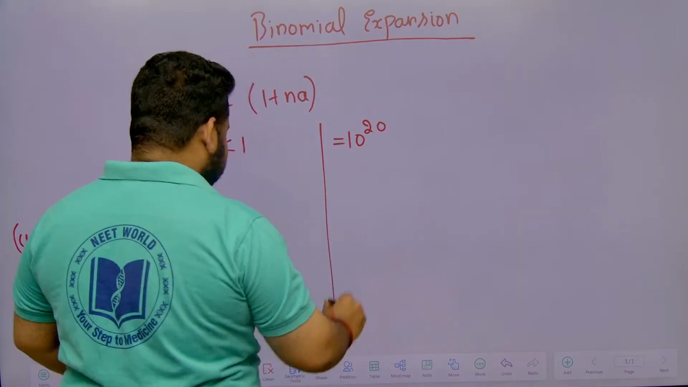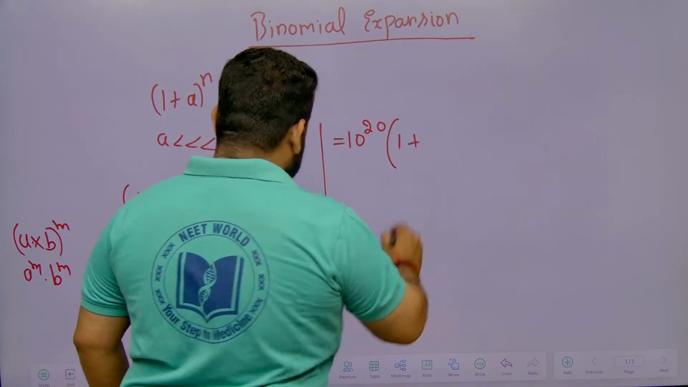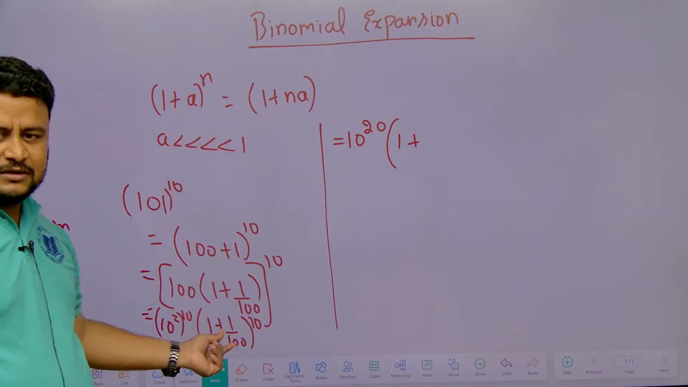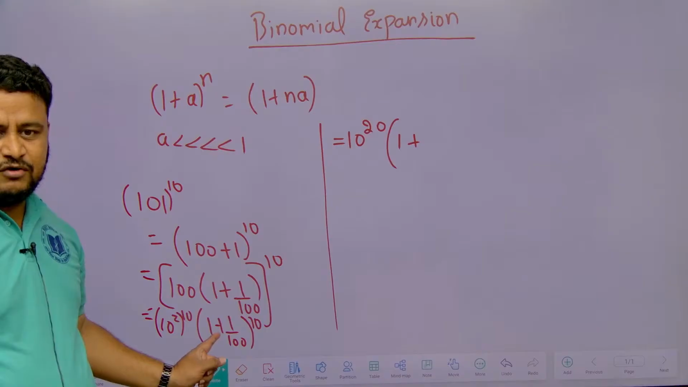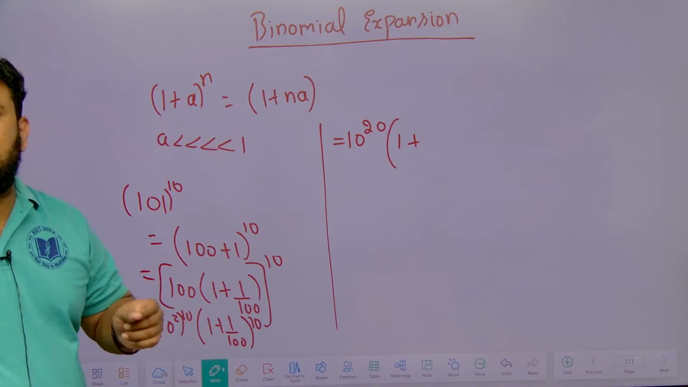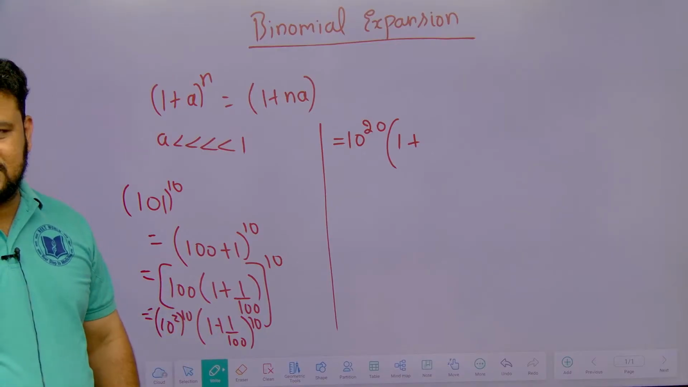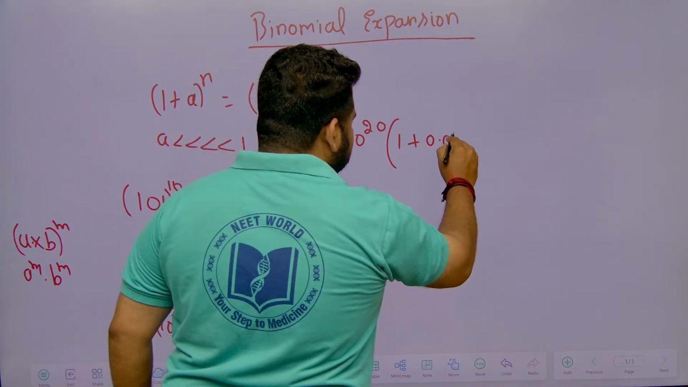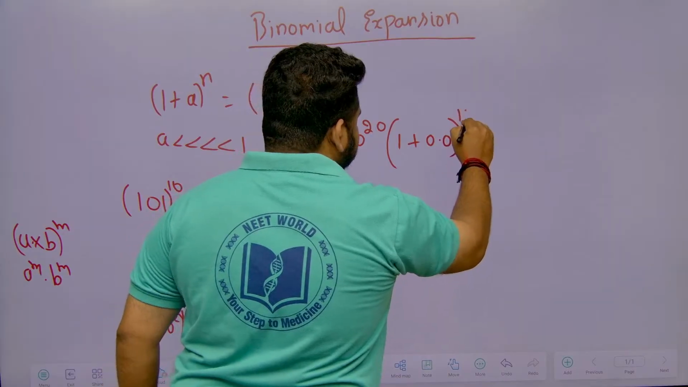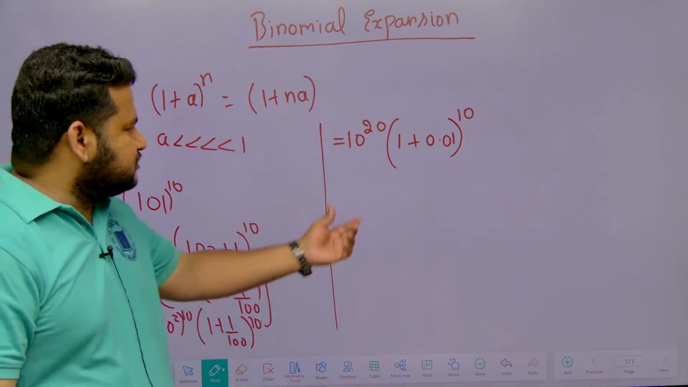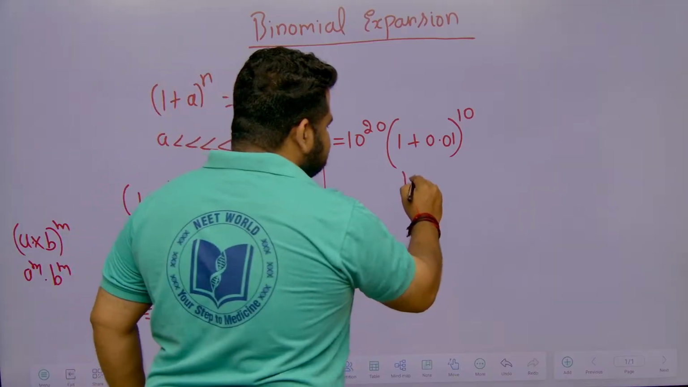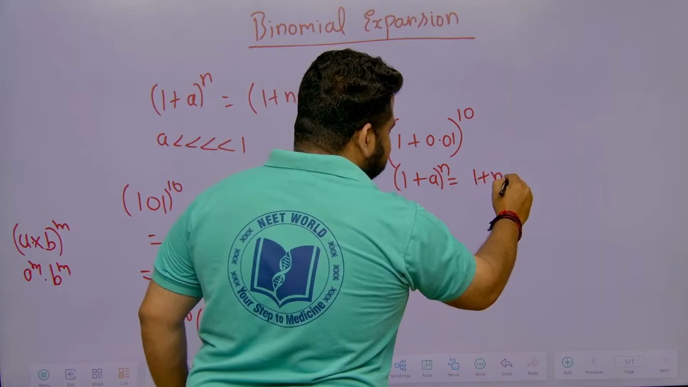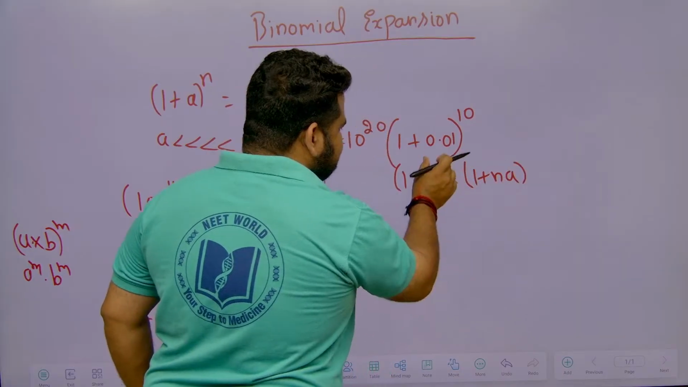Next, what do you have inside? 1 plus, this is a. This a is not even 1, this is 1 by 100. 1 by 100 means how do you write it? 0.01. 0.01 is very, very less than 1. So I will write it as 0.01 to the power of 10. Now see, we got it in the form of 1 plus a to the power of n, so I will write this as 1 plus n times a. Why? Because this a is very small compared to 1.